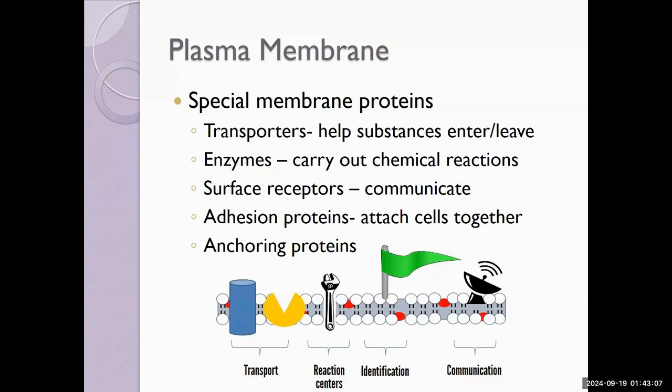It can do chemical reactions right at the surface of the cell or within the cell. It can communicate between cells. It can attach cells together to form sheets, and it can also anchor a cell in place to build three-dimensional structures and models. The plasma membrane is a very robust and integral component for the cell.